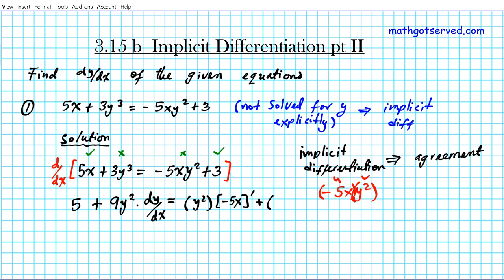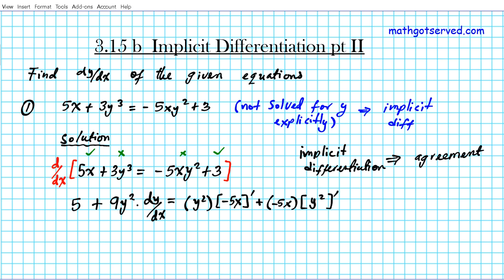U is negative 5x, and then v prime is, what are we going to be looking for? The derivative of v, which is y squared. So we want to find the derivative of y squared.